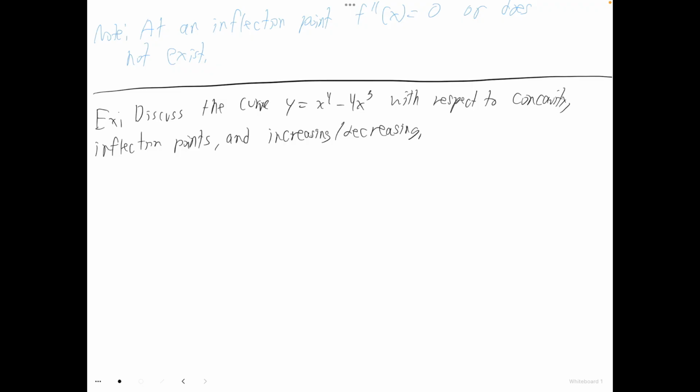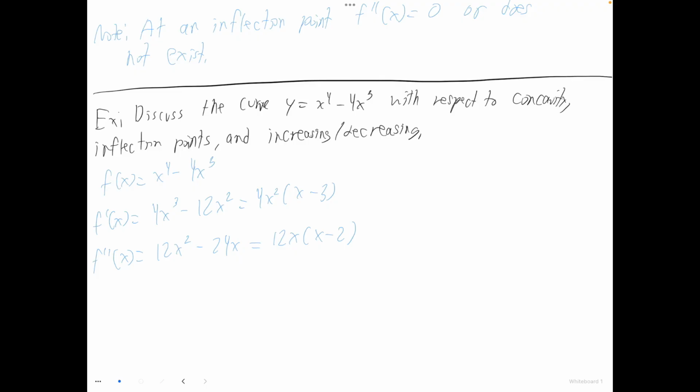To start with, we're going to take the derivative. We have our function f of x is x to the fourth minus 4x cubed. If we take the first derivative, we get 4x cubed minus 12x squared, which factors as 4x squared times x minus 3. Then if you take the second derivative, we get 12x squared minus 24x, which factors as 12x times x minus 2.